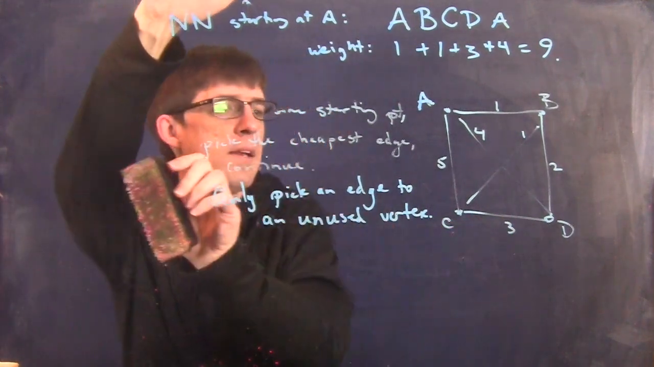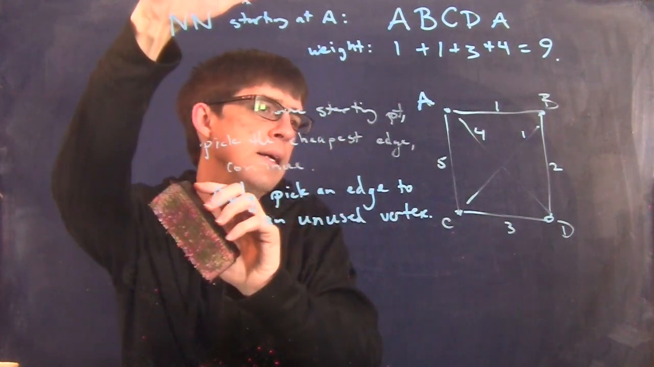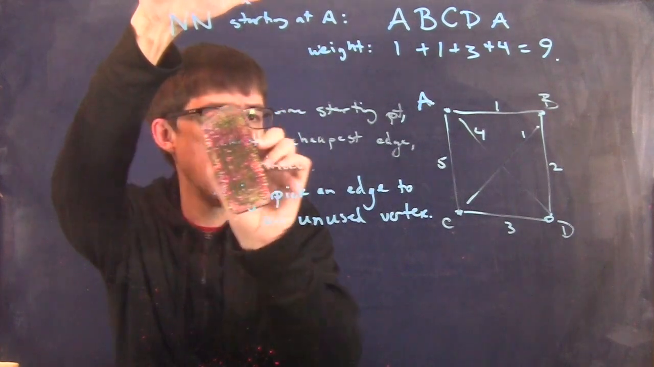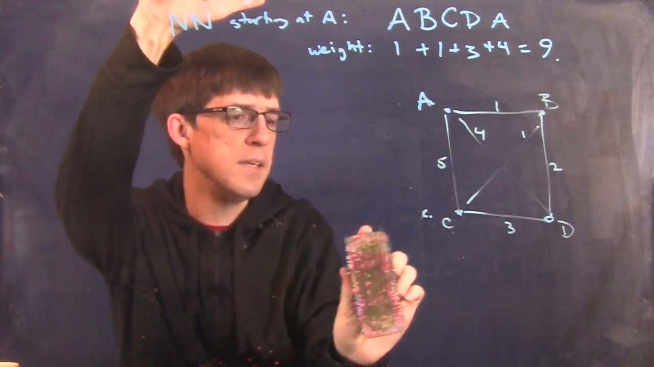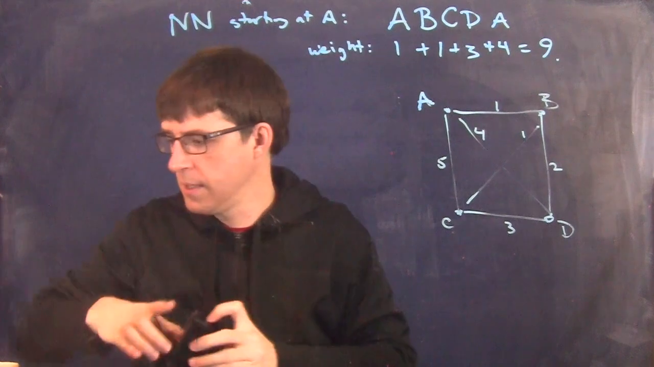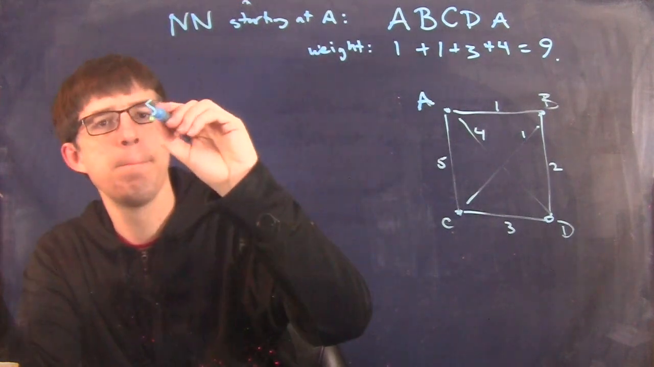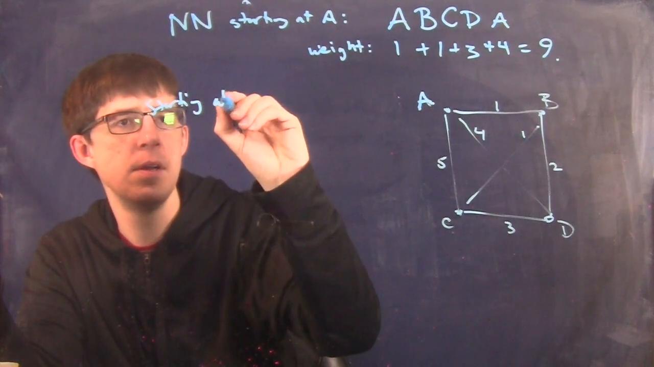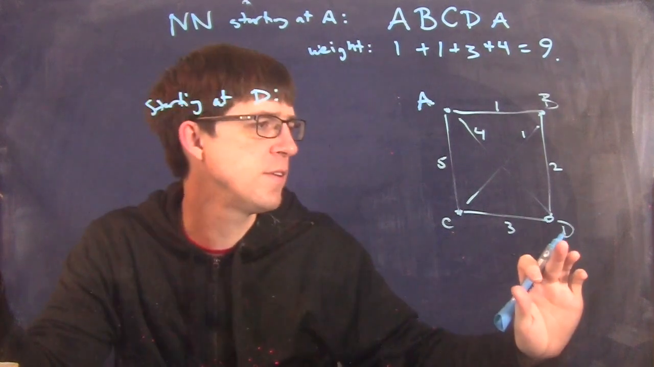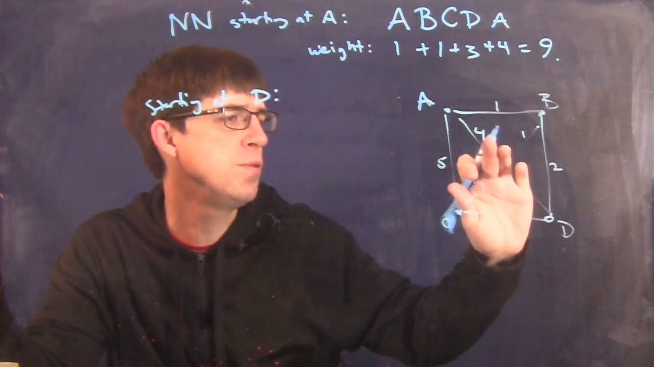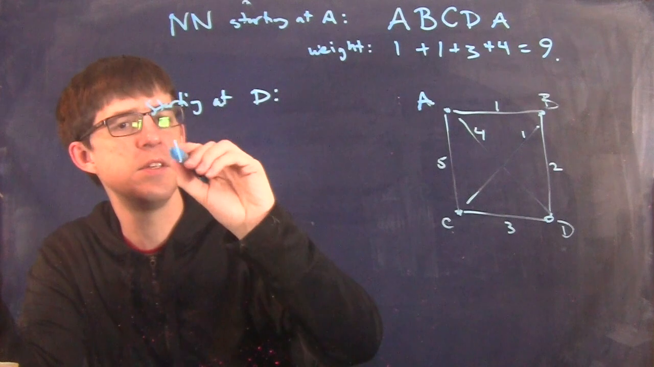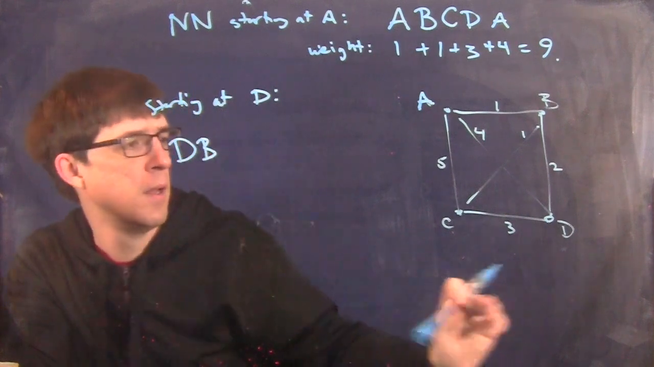All right. What if instead I started somewhere else? How about if we start at D? What will happen if we start at D? Same graph, but I'm going to start at D. Starting at D, what do you say? If I start at D, my choices are the 2, the 4, the 3. I pick the 2 because that's the cheapest, so I go D to B.